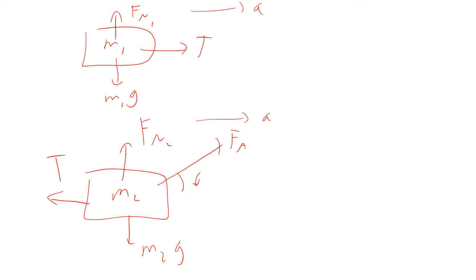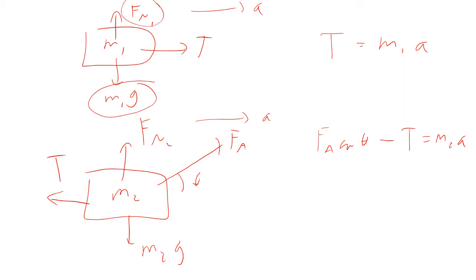Okay, so for the mass 1, we can say tension equals M1A. For mass 2, okay, Fa cosine theta minus tension equals M2A. We know that the weight of mass 1 exactly balances the normal here. We know that the normal Fn2 is balanced by Fa sine theta plus M2G. So this gives us the conditions.